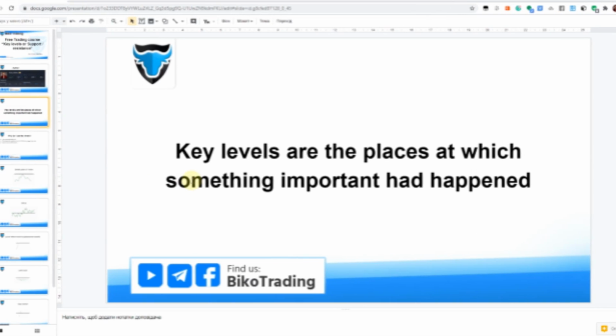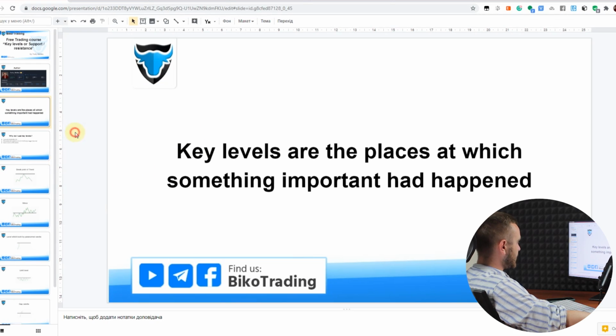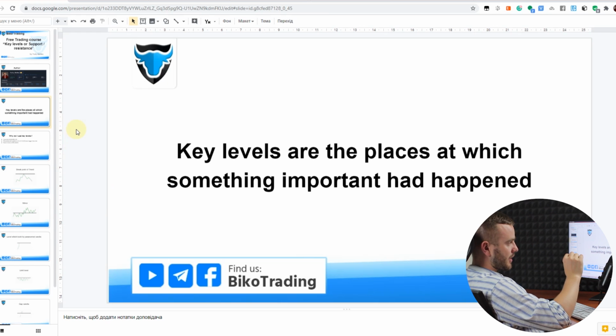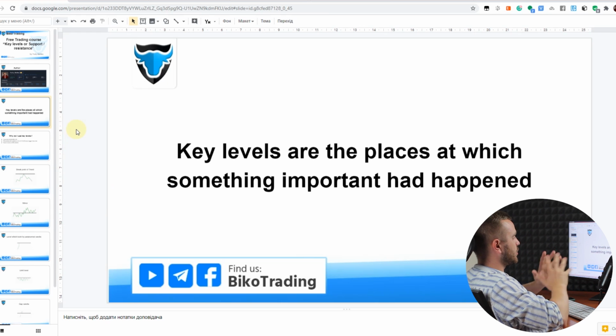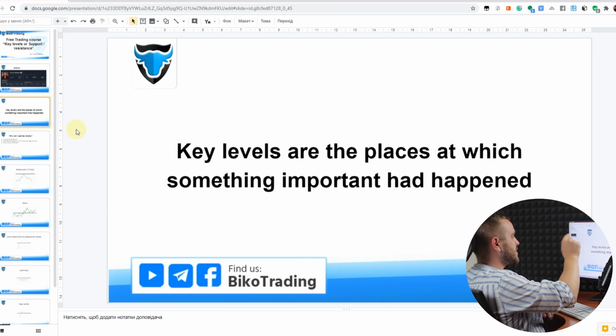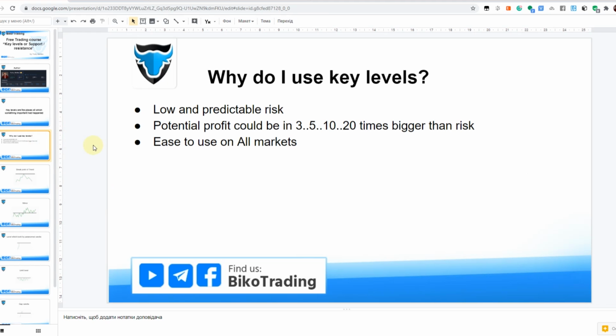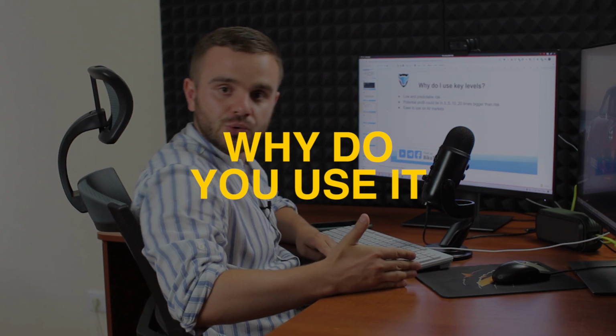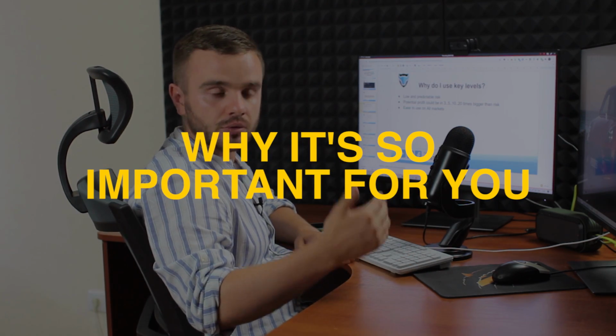Okay, let's go. First, what are key levels? Key levels are the places at which something important has happened. In the future, when I show you, you will see all these important places. But once more, you always need to remember this: before you use something in your trading, you need to ask yourself, why do you use it? Why is it so important for you?